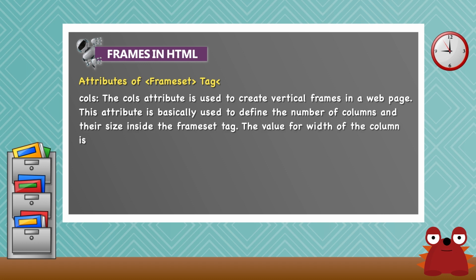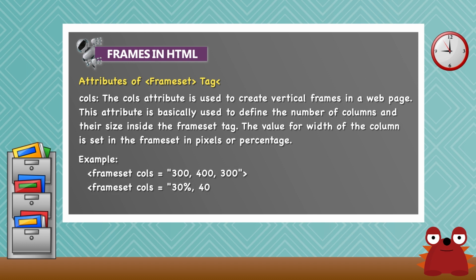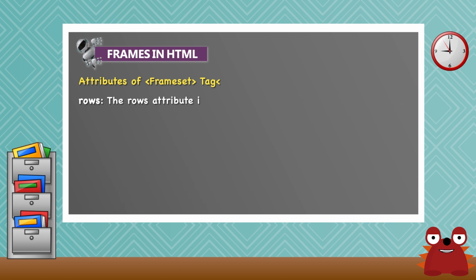The value for the width of the column is set in the frameset in pixels or percentage. This is an example. In this, an asterisk will take the remaining percentage for creating a vertical frame. Next, the rows attribute is used to create horizontal frames in a web page.